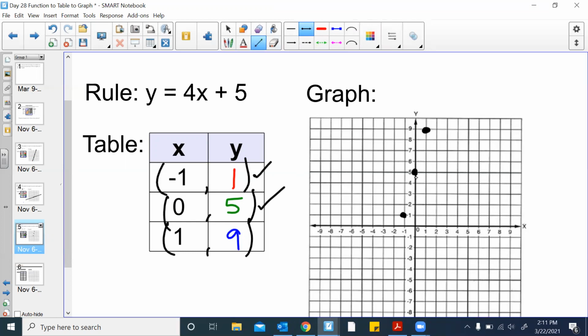All right, and if I wanted to double check this, I can draw a straight line through all 3 of my points. Therefore, I know the chances are that I am correct. If you guys have any questions, feel free to reach out.